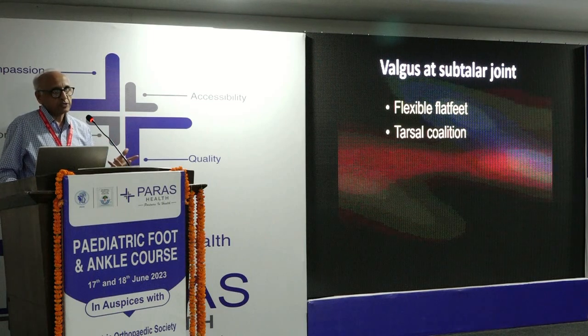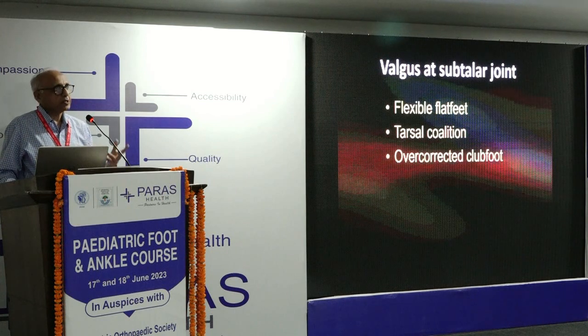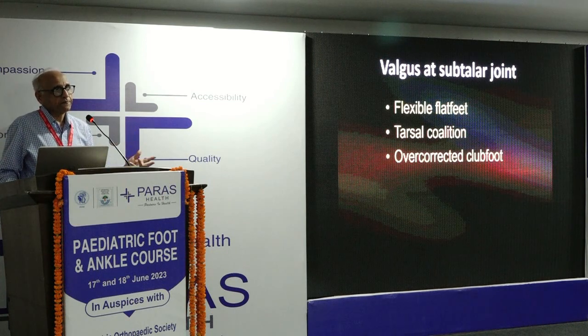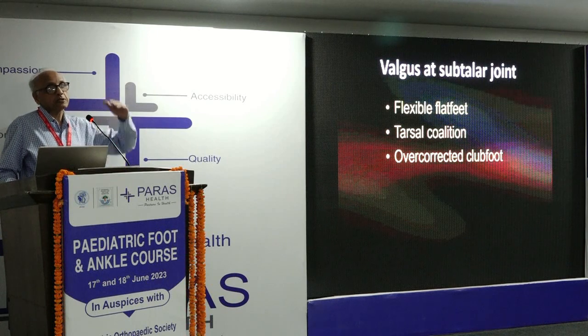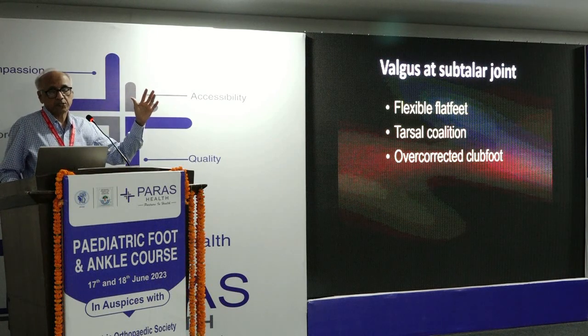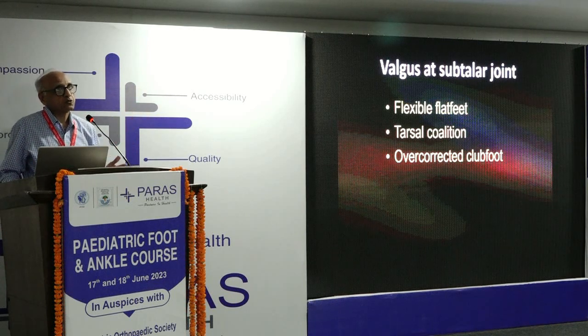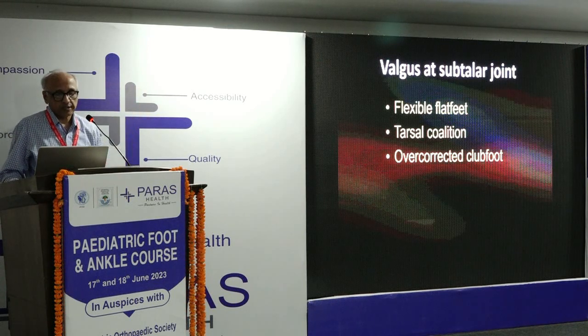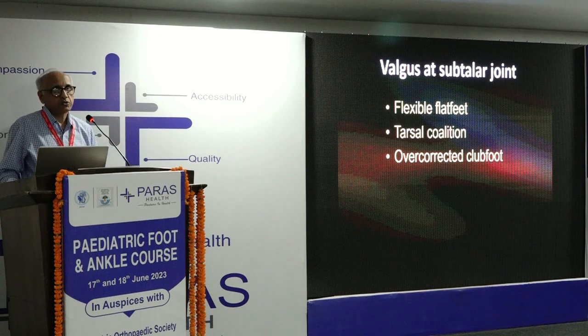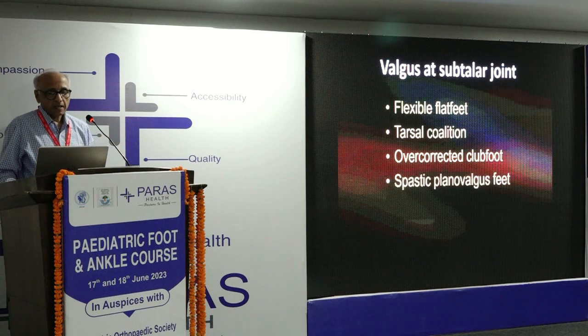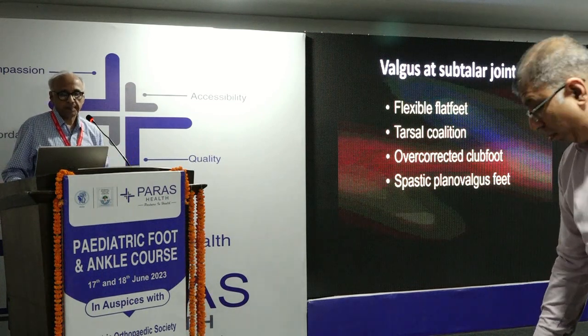The tarsal coalition is another problem which we see in that area. Or sometimes an overcorrected clubfoot, not with the Ponseti, but with the previous surgeries which were very popular, complete subtalar release, where 20% of the cases went for overcorrection, and in those cases we used to see this problem. And we will see something about spastic planovalgus foot, which is very common in cerebral palsy and spina bifida.